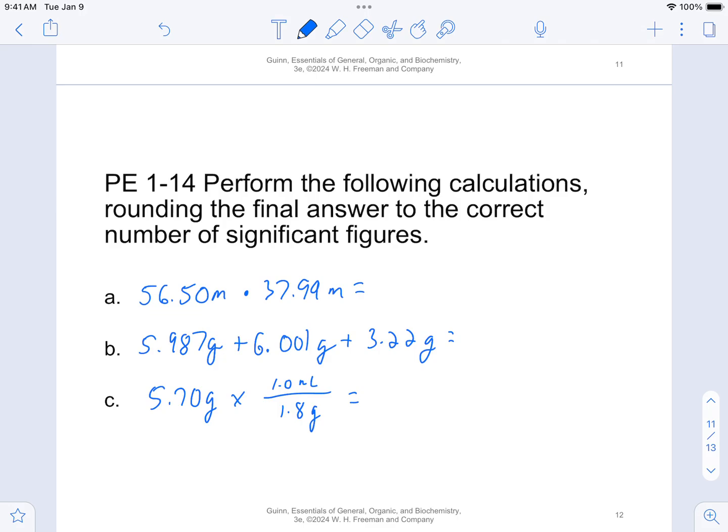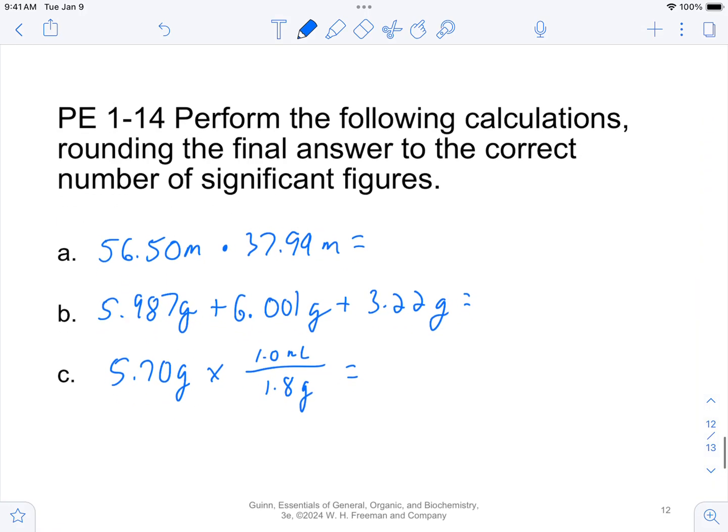But when you're doing these, again, you want to get the whole answer in your calculator and then worry about sig figs. For part A, we're multiplying. We're looking at total sig figs. Both numbers have 4, so our answer should have 4. So that'll be your answer for A.